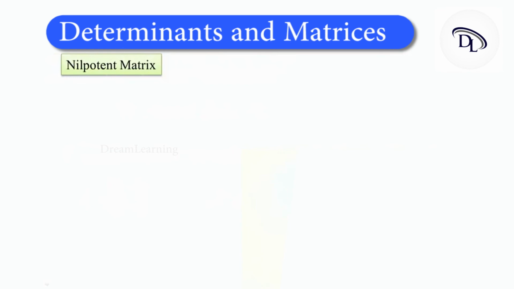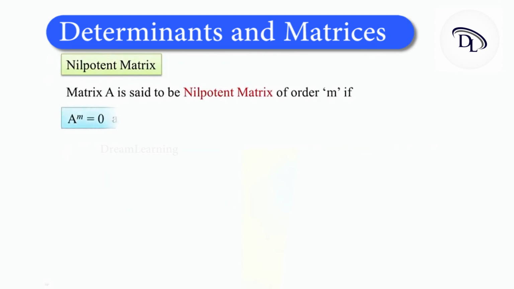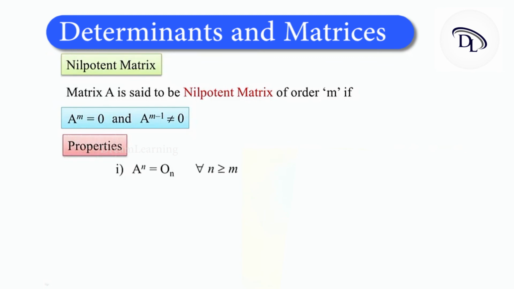The third type of matrix is the nilpotent matrix. A matrix A is said to be nilpotent of order m if A to the power m is 0 and A to the power m minus 1 is not 0. So the order will be m, the power which makes A zero. As a property of a nilpotent matrix, A to the power n will be a null matrix for all n greater than or equal to m, that is, the order.